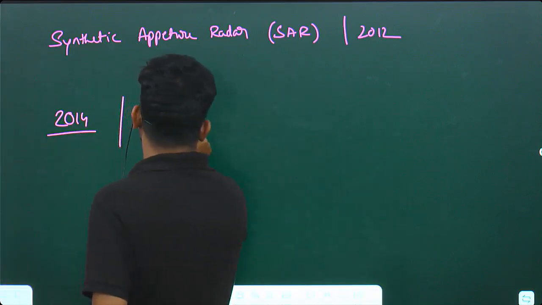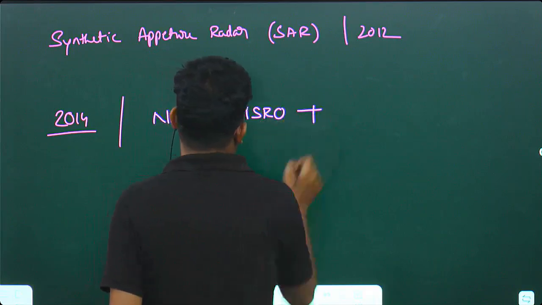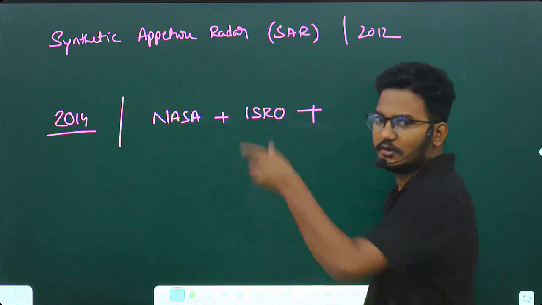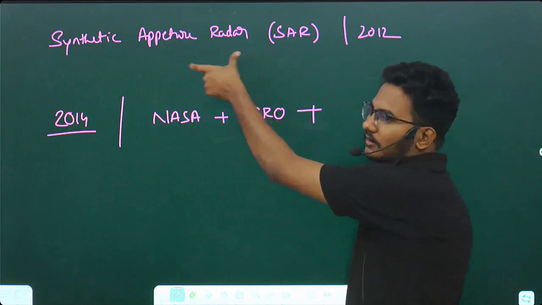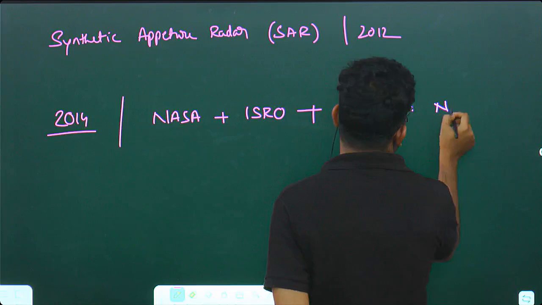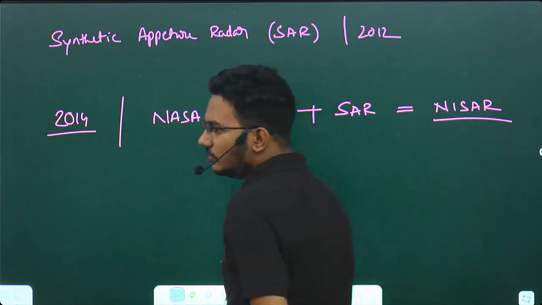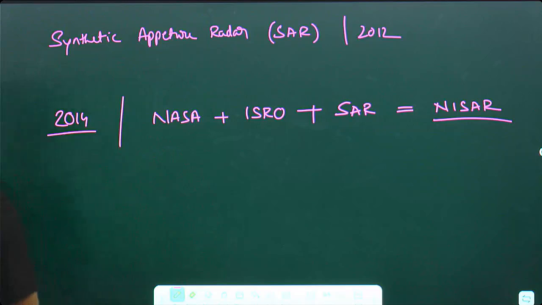NASA plus ISRO, plus, on which technology are they working together? SAR. So the project name is N from NASA, I from ISRO, and the technology is SAR. So the technology name is NISAR. The project name is NISAR.